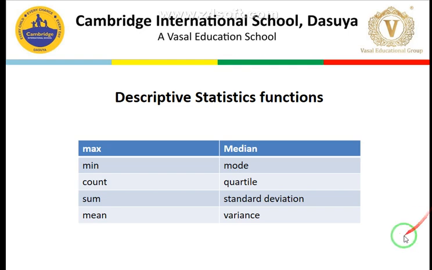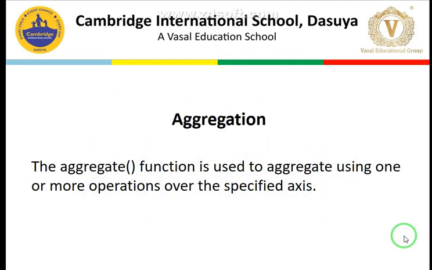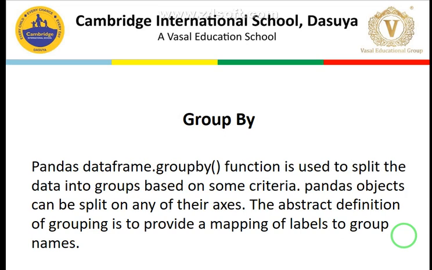Then we moved to the aggregation. The exact definition is that the aggregation function is used to aggregate using one or more operations over the specified axis, where we have x-axis and y-axis. Group by: this function is used to split the data into groups, like we gave the example based on the teams in the NBA file. The abstract definition of grouping is to provide a mapping of labels to the group names. So basically our main purpose here is to arrange the data in groups.